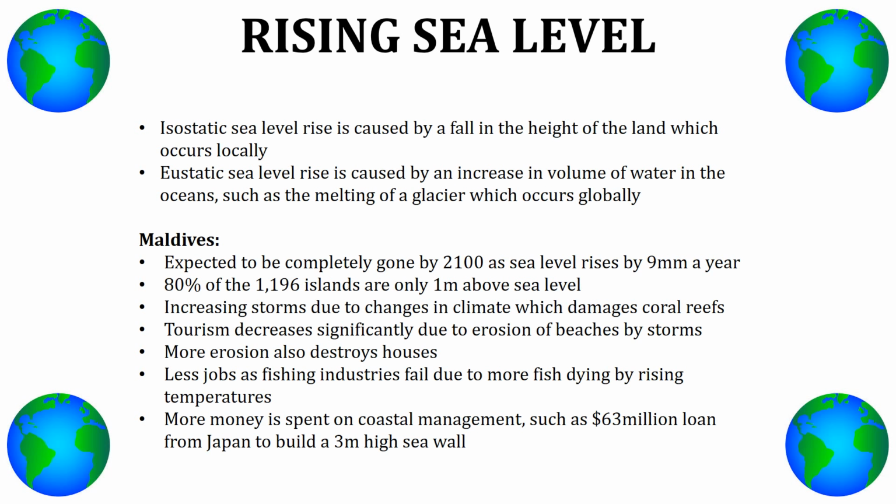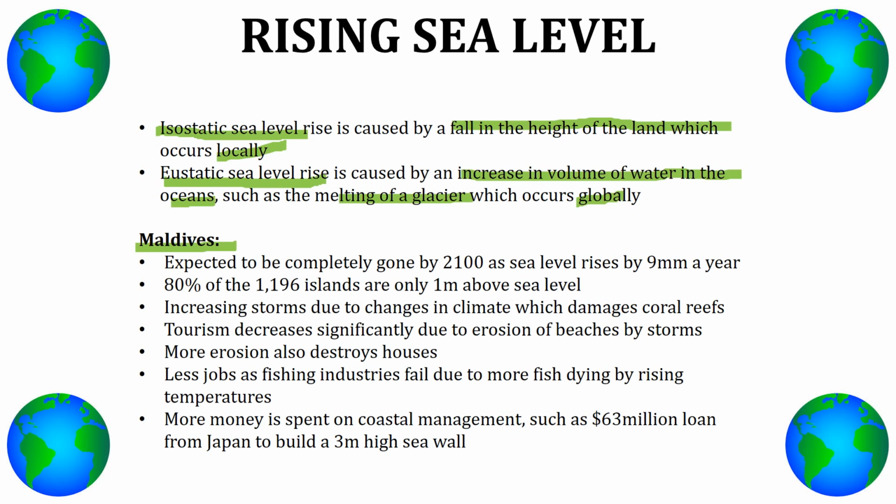So, rising sea level, one of my favorite topics. Isostatic sea level rise is caused by a fall in the height of the land, which occurs locally. Eustatic sea level rise, however, occurs globally and is caused by an increase in the volume of water in the oceans, such as the melting of a glacier. So you need to know a case study for this. I have used the Maldives, a very interesting case study to use actually.